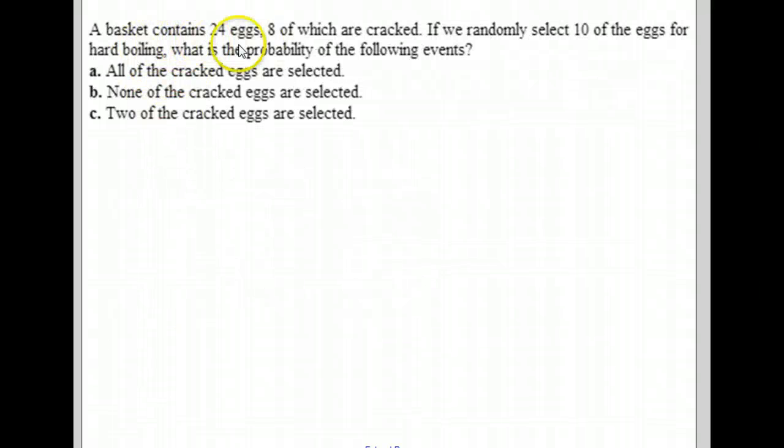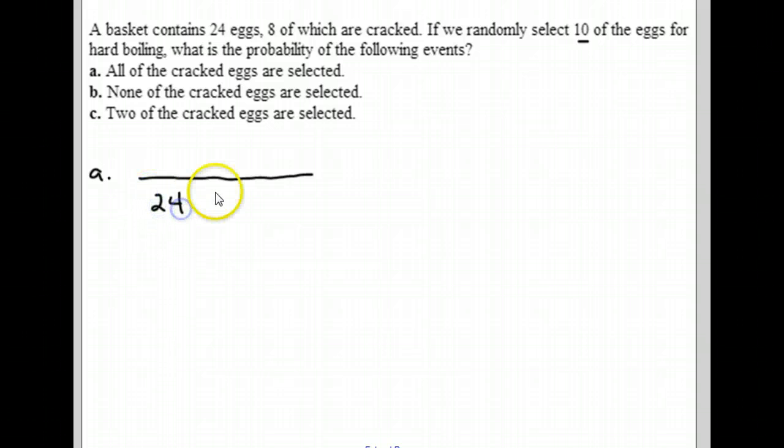Alright, and then a basket contains 24 eggs, 8 of which are cracked. If we randomly select 10 of the eggs for hard boiling, what's the probability the following event occurs? All the cracked eggs are selected. Alright, so again, the denominator here is just how many we're selecting. So we're taking 24 eggs and choosing 10. We don't care cracked or not cracked. So the denominator here is 24, choose 10.